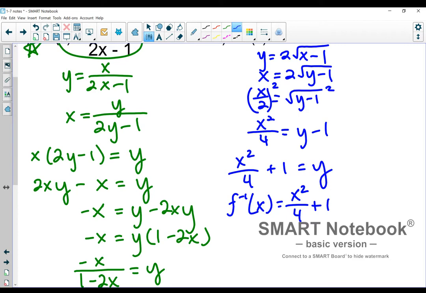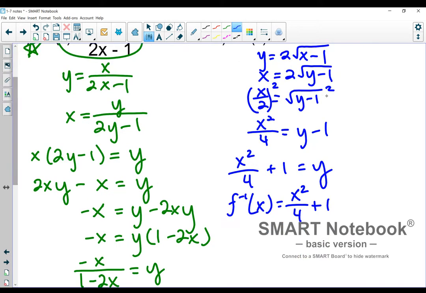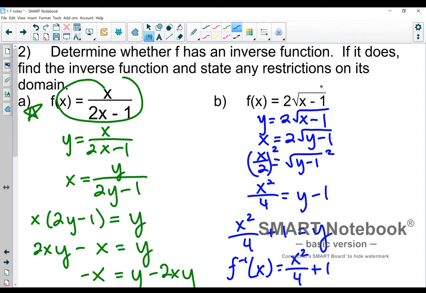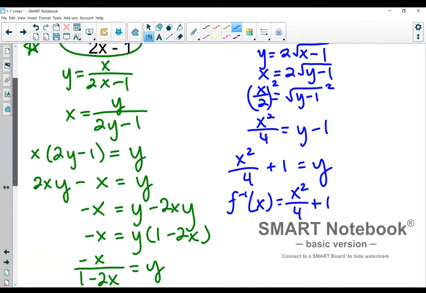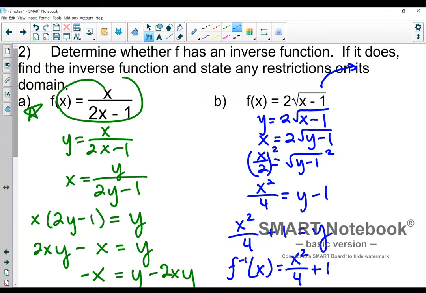So I do need to find if there are any restrictions on my domain. And I know there has to be, because my original function was a square root graph. So it was a graph that looks like this. But my answer right now is a parabola. Oops, I cannot scroll for some reason. My answer is a parabola. So the inverse needs to be the reflection. Like, I can only have half a parabola here. Something's going on. So I need to figure out what I need to do to fix it.